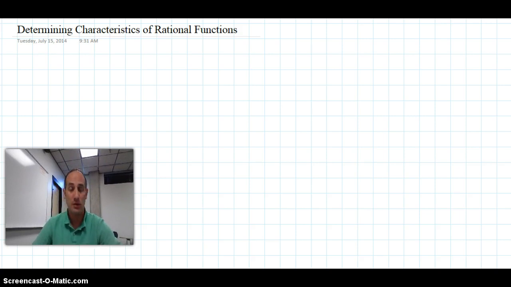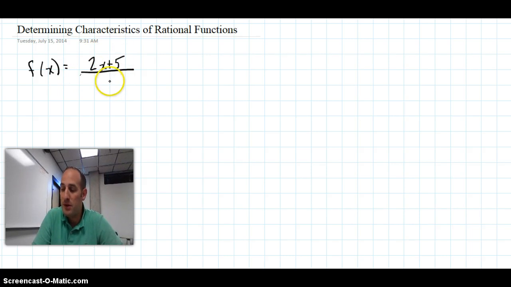So the first one we're going to do is this. They're going to be written as functions, so you'll have function notation for all of these. You've got your f of x, and it's going to have 2x plus 5 on the top on this one. It's just our first example. That is our numerator. Our denominator is going to be 2x squared minus 5x minus 12.